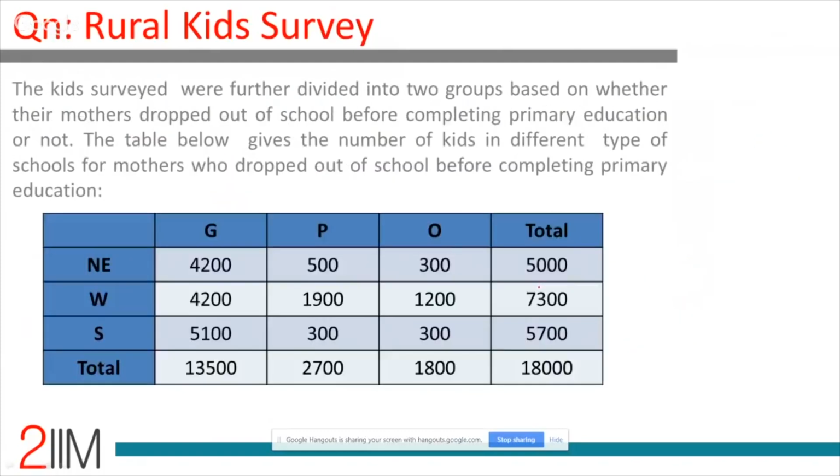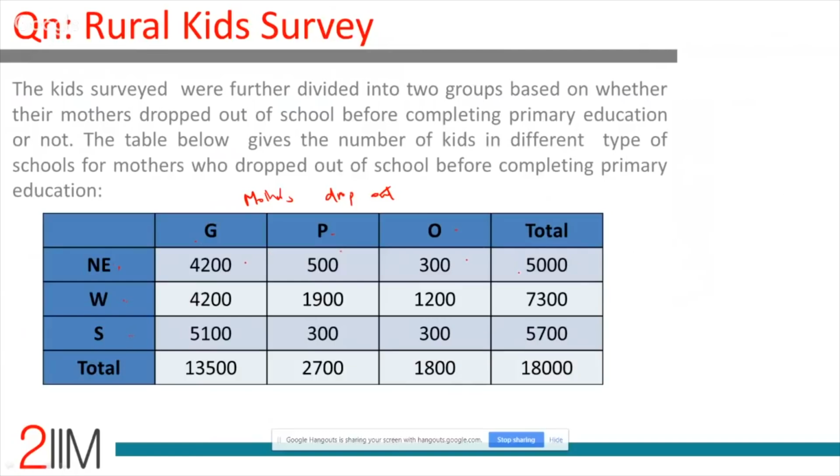For the next one. The kids surveyed were further divided into 2 groups based on whether their mothers dropped out of school before completing primary education or not. The table below gives the number of kids in different types of schools for mothers who dropped out before completing. Wonderful. So we've got this entire grid that we had imagined at step 1. We thought GPO classified across Northeast, West and South, and that is what this data point would be.